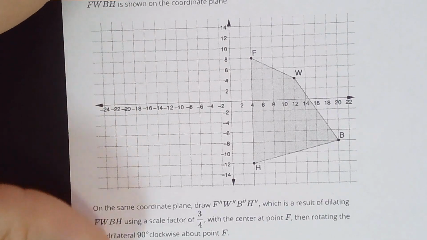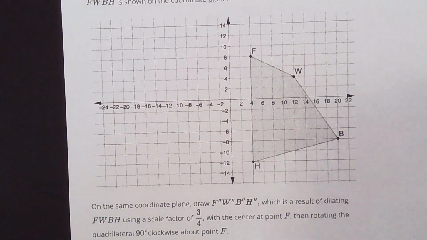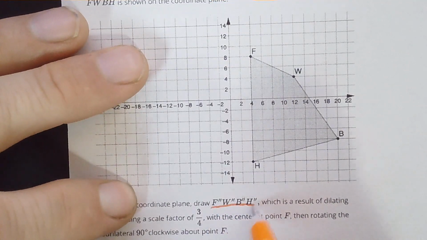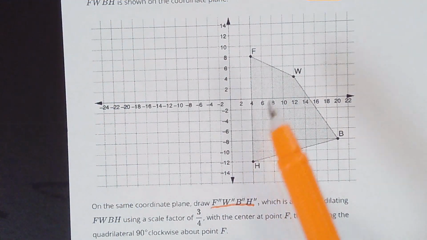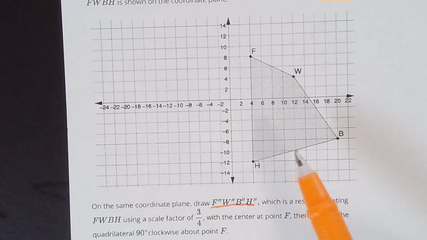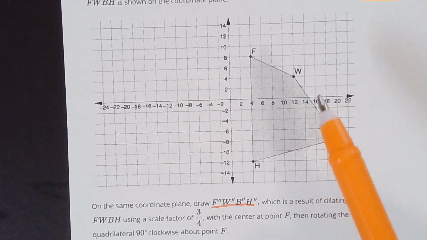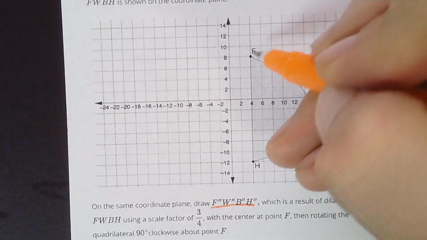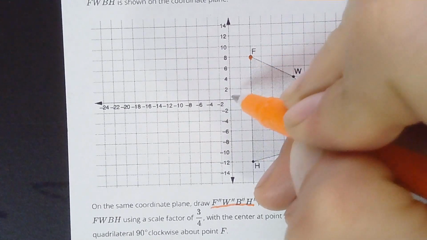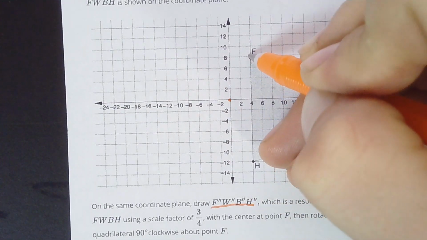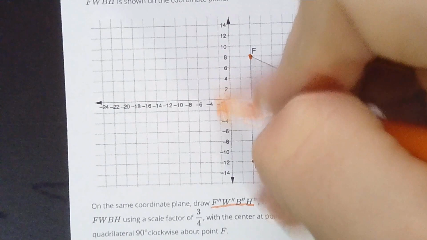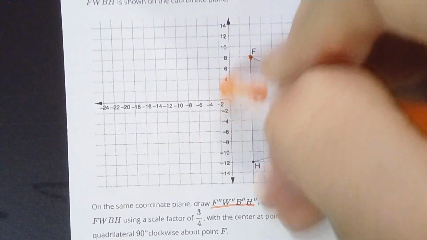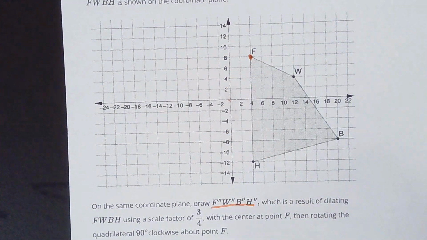Alright, so I'm gonna plot double prime of this object. This is my pre-image, and I'm gonna do 2 transformations. The first, a 3/4 dilation at point F. So this is my point of dilation, not the origin. Point of dilation is gonna be point F. So I have to do a little bit of critical thinking here. Then rotating it 90 degrees.